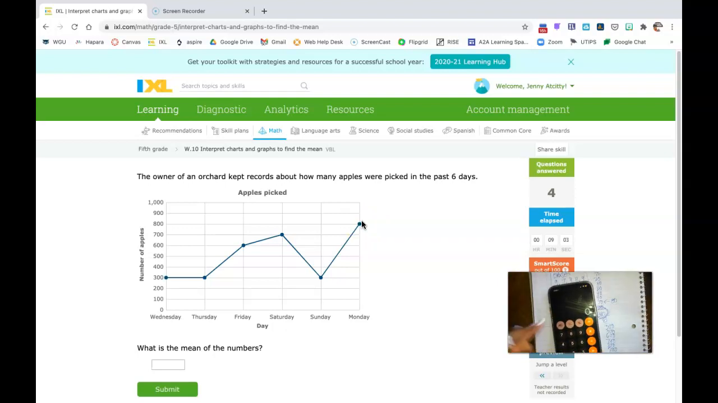So I'm just going to add these numbers up. So 300 plus 300 is 600. Plus another 600. Plus 700. Plus 300. Plus 800. I get 3,000. Let me do that one more time. So 600. And I got 600 because I added that in my head. Plus another 600. Plus 700, plus 300, plus 800, 3,000, and I'm dividing that by 1, 2, 3, 4, 5, 6. There's 6 numbers in my set. So my mean is 500.